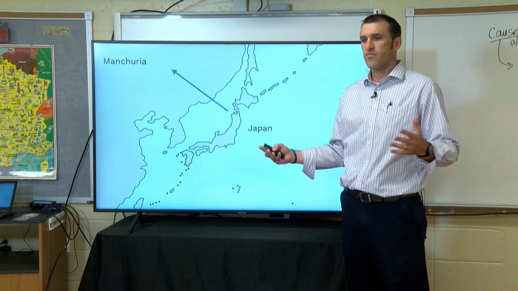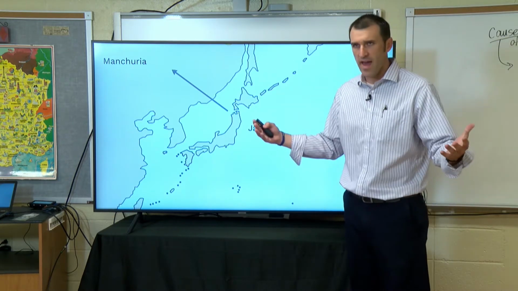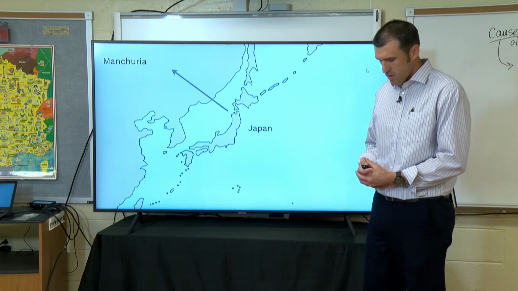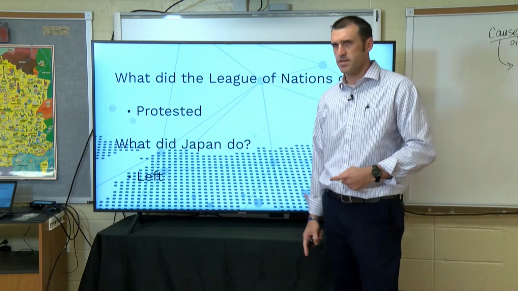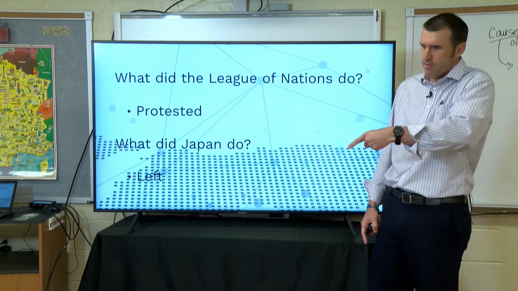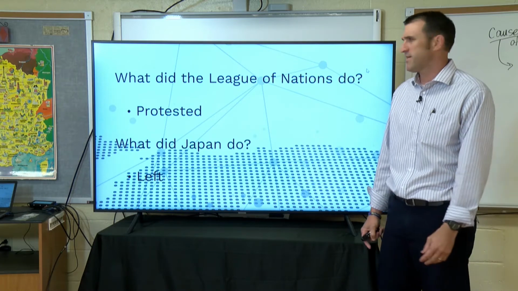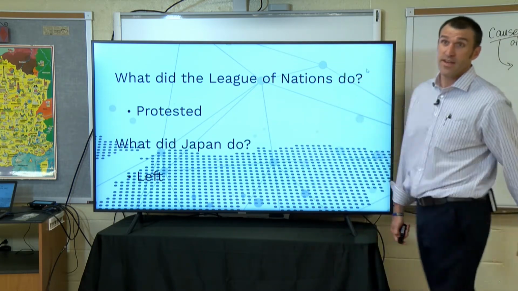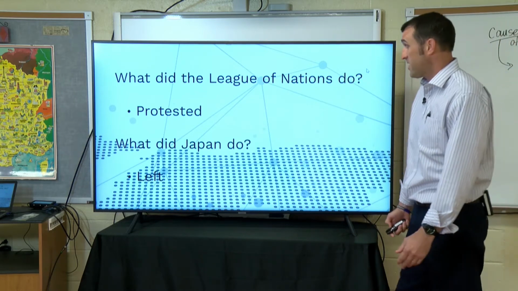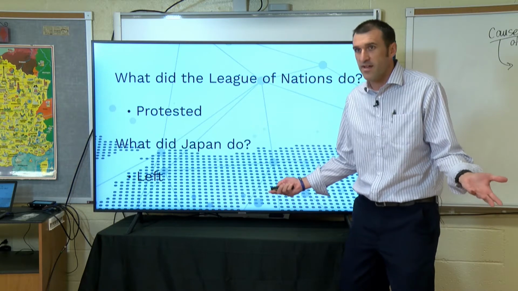Well, if you remember, the League of Nations was supposed to prevent acts of atrocity like this. So what did they do? The League of Nations protested. Japan, you shouldn't do that. That's wrong. And we don't like that in Japan. What did they do? They're like, so what? I'm out. And they just left the League of Nations. And the League of Nations was like, oh, shoot, what do we do about that?